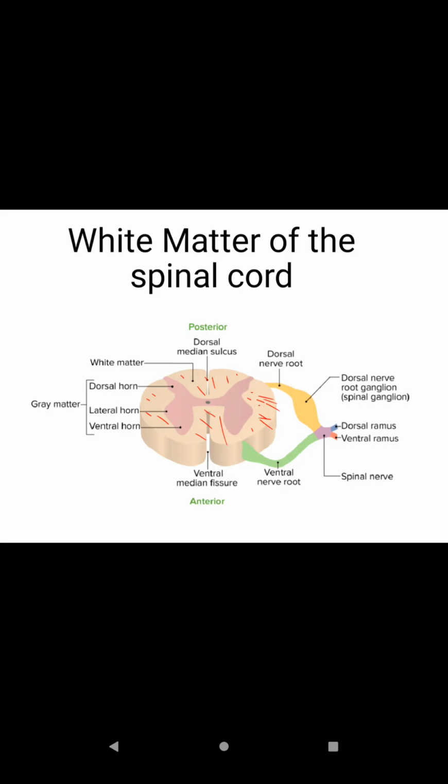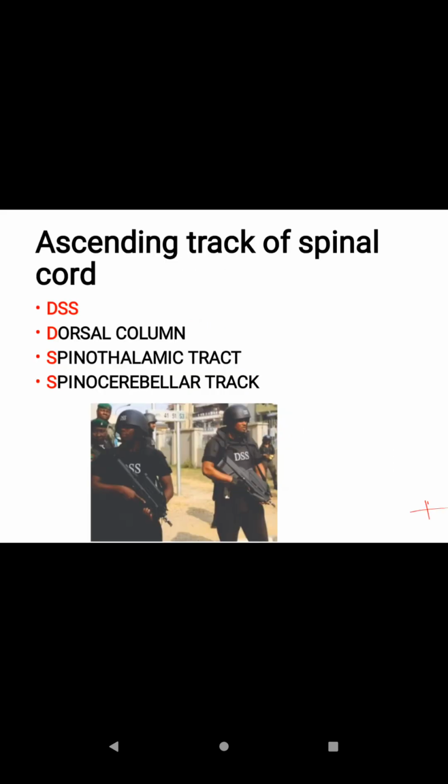Now, I'll be showing some mnemonics that will help us remember the things we need to know about the ascending tracts. The first mnemonic is DSS. DSS is a special force in Nigeria. So this DSS will help us to know that we have 3 ascending tracts, which are the dorsal column, spinothalamic tract, and the spinocerebellar tract.